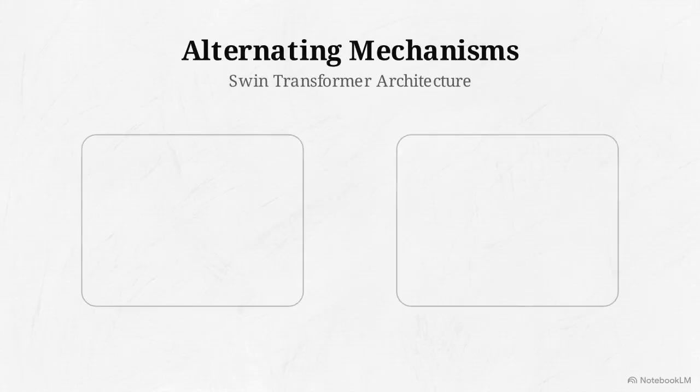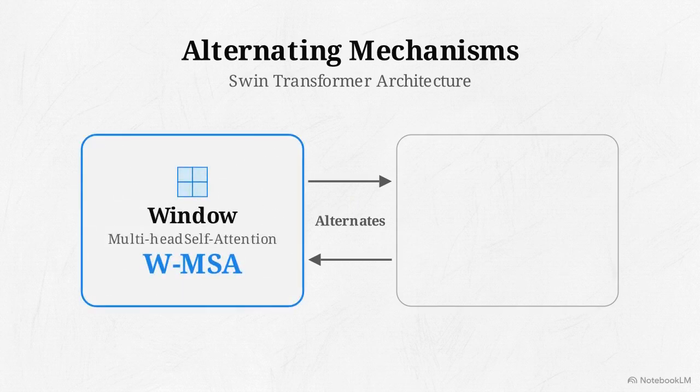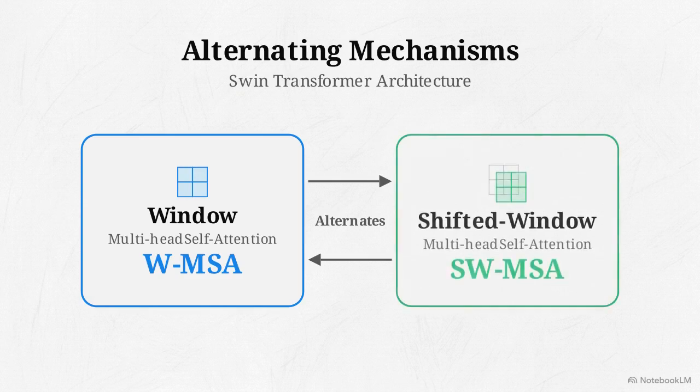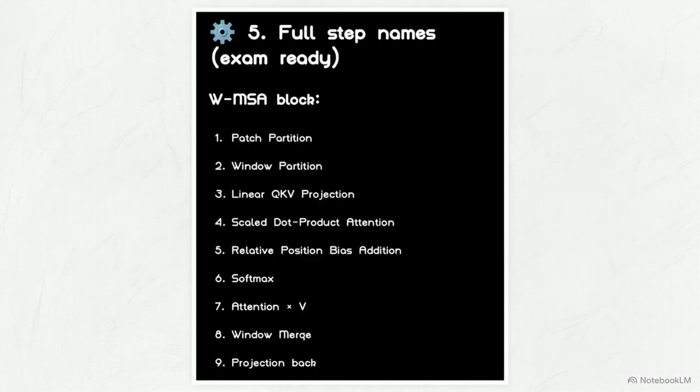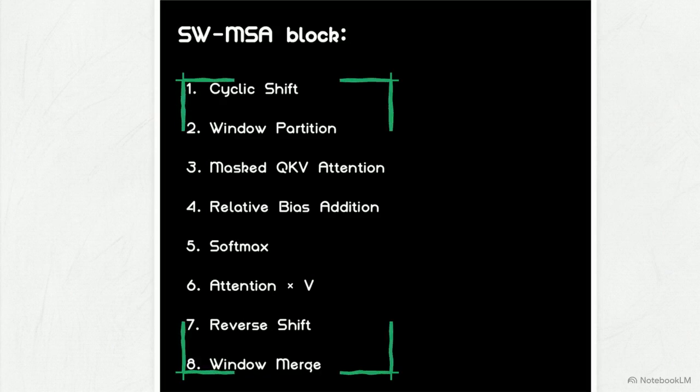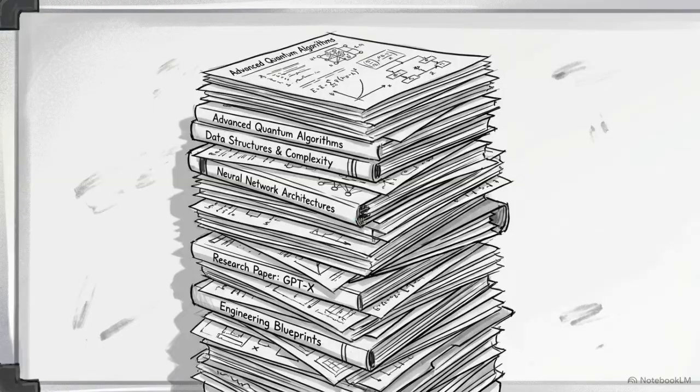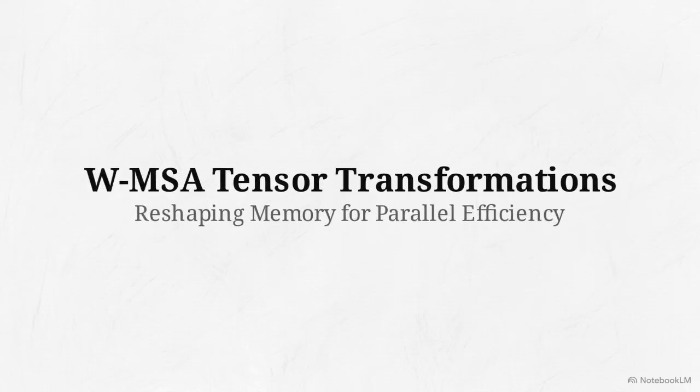That workaround is executed by alternating two distinct mechanisms: window multi-head self-attention, or WMSA, and shifted window multi-head self-attention, or SWMSA. This technical document displays the exact 9-step sequence that defines the WMSA block, and this list shows the 8-step sequence that defines the complementary SWMSA block. Reading the high-level concepts from a list is insufficient. To understand how these blocks operate, we have to track the exact tensor-shaped transformations occurring underneath in PyTorch or CUDA.